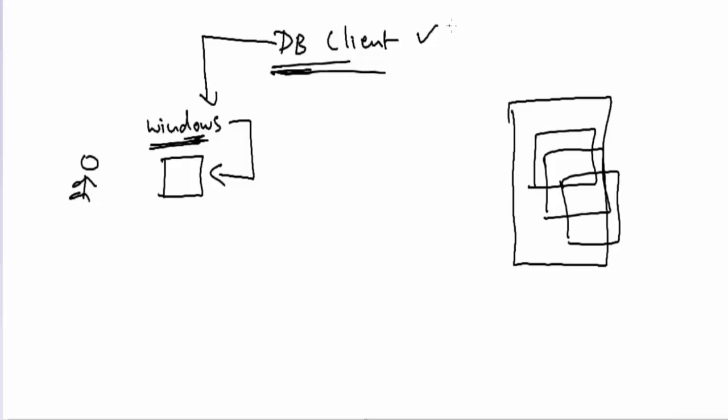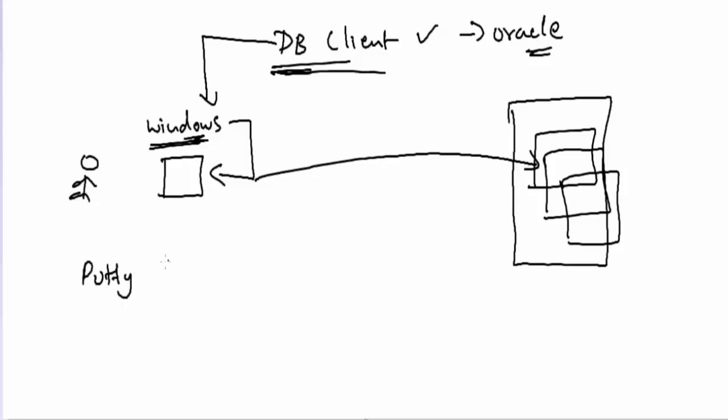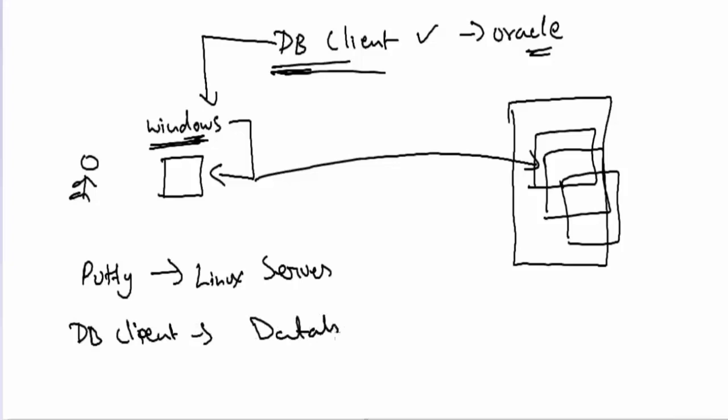And this database client is provided once again by Oracle. So once you have the database client, you can use the client to connect directly to the database. There is a difference between Putty and database client. When you use Putty, you connect to the Linux server. But when you use DB client, you connect to the database only.